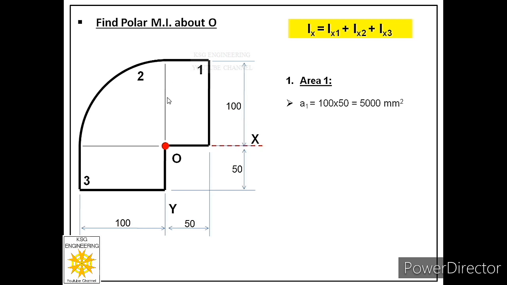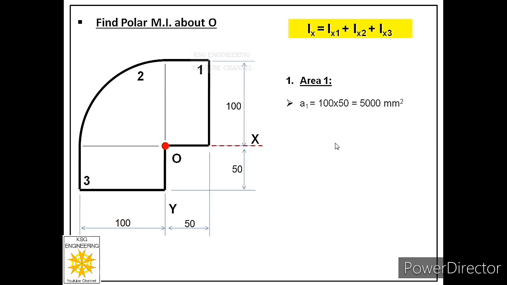So it is related to area 1. What is the first step? First step is we should find its area. And area 1 is a rectangular area, so its area A1 will be equal to length into width, that is 50 into 100. So that will be equal to 5000 mm square.